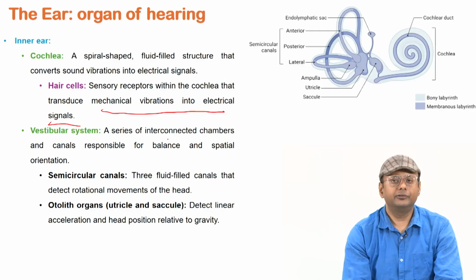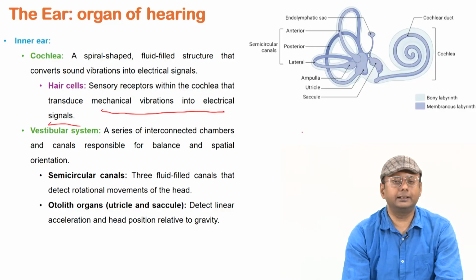And finally the vestibular system, which is a series of interconnected chambers and canals responsible for balance and spatial orientation. In the vestibular system we can observe the semicircular canals, which are three fluid filled canals that detect rotational movement of the head. We can also see the utricle and saccule, which detect linear acceleration and head position relative to gravity.